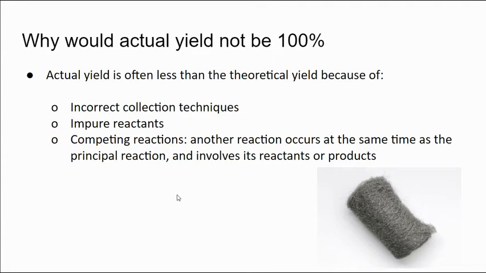This third reason might be you have competing reactions. So sometimes we have side reactions. Sometimes there's contamination in our glassware that may compete with your principal reaction. The principal reaction is the one that we are focused on trying to carry out. And in this case, you may have side reactions occurring that would cause a decrease in product.